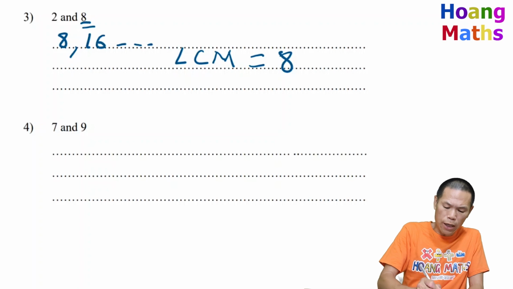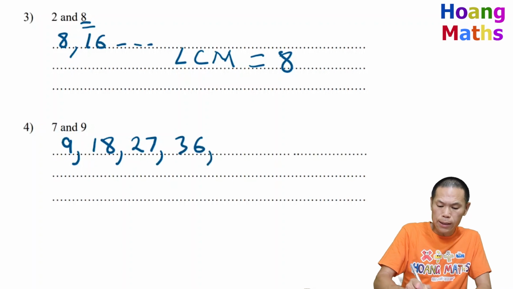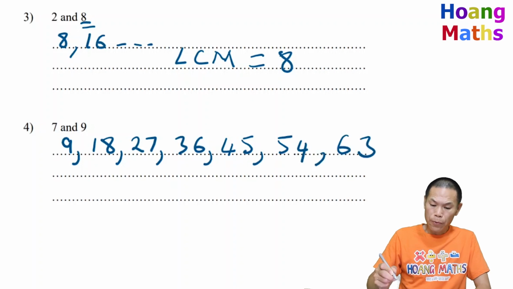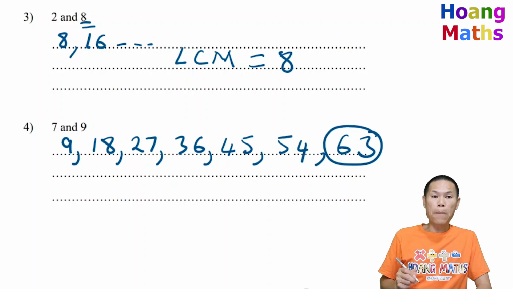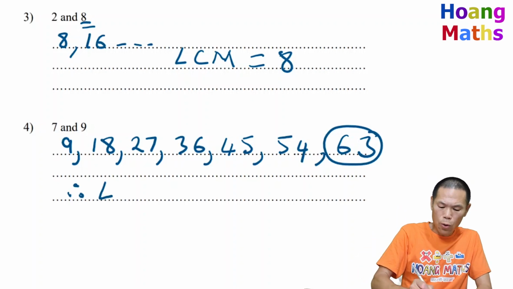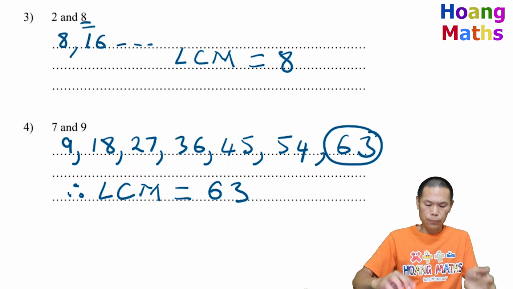So the multiples of 9: the first one is 9, 18, 27, and then 36, 45, 54, 63, and that's the answer because 63 is also a multiple of 7. So therefore, the lowest common multiple of 7 and 9 is 63. So there you go.